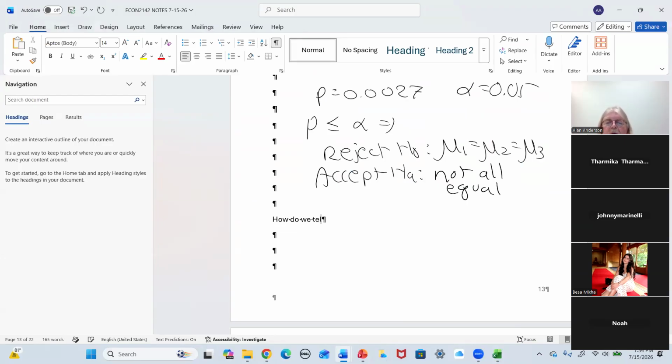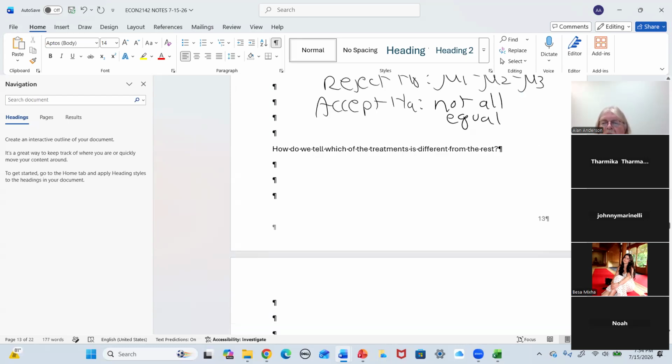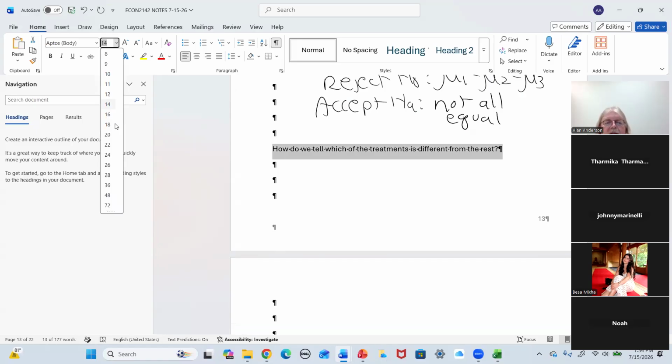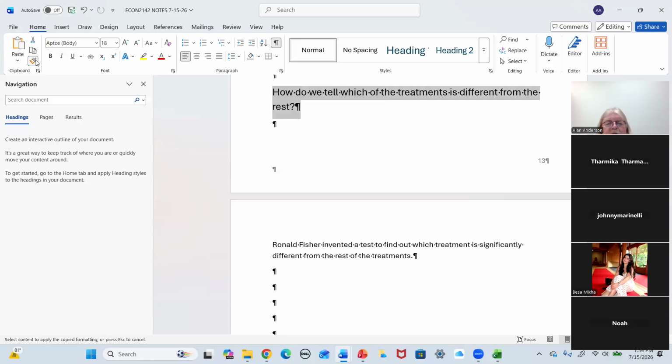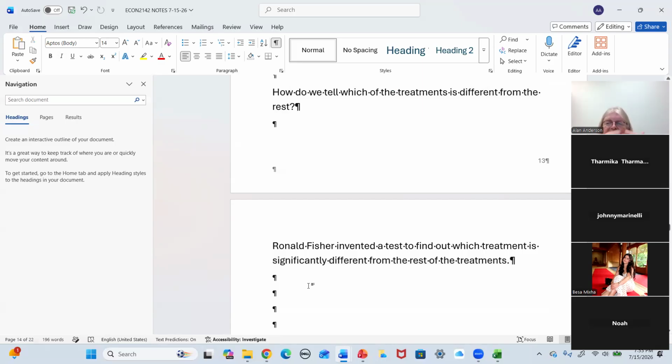So how do we tell which of the treatments is different from the rest? That properly, we need another test. Of course we do. What else would we be doing here? Now, this is given to us by a very, very famous statistician named Ronald Fisher. Okay, now keep in mind, remember, he's the one who invented the F distribution. So, this guy knows what he's talking about.